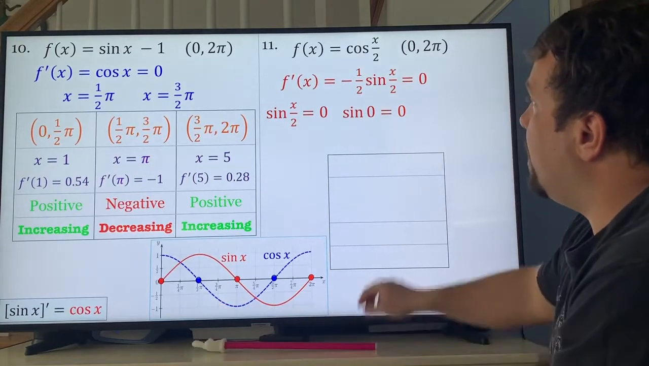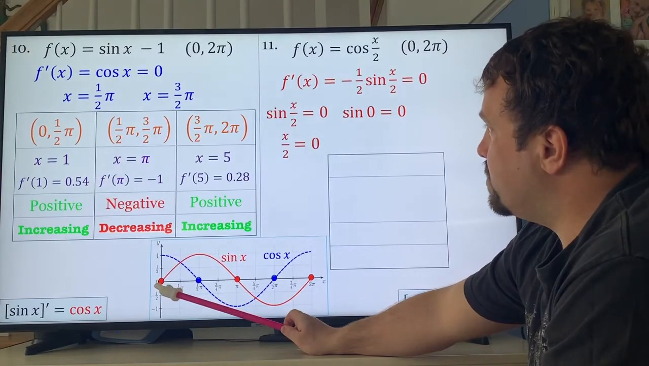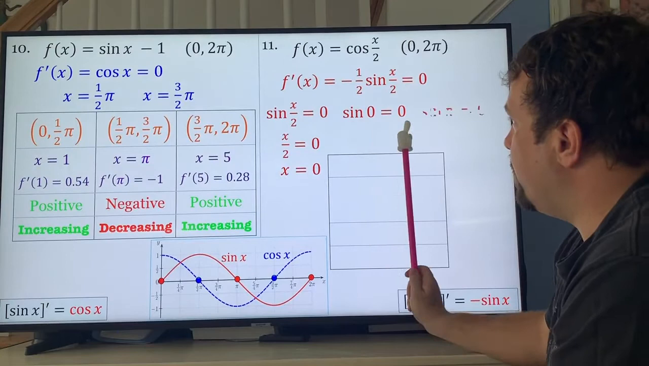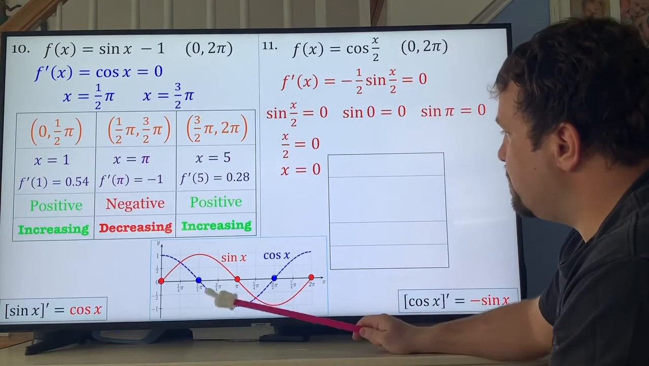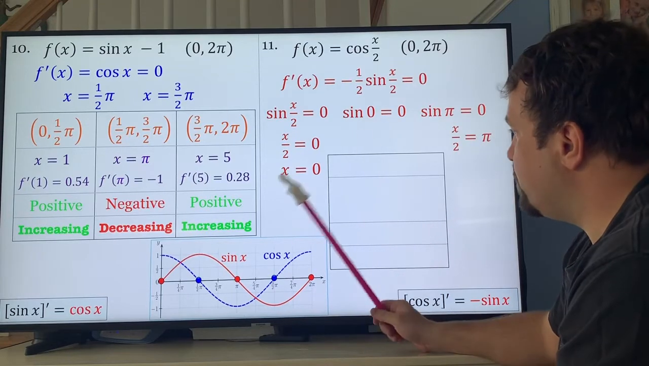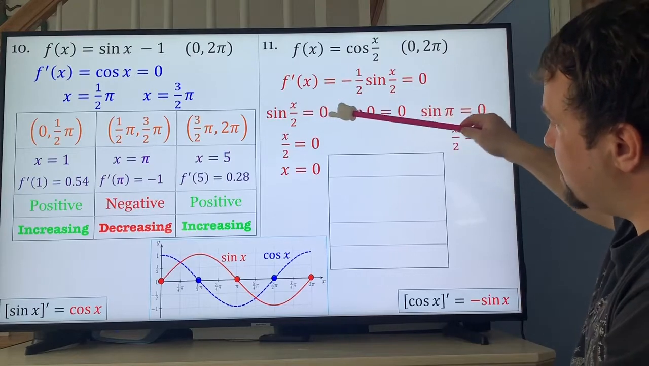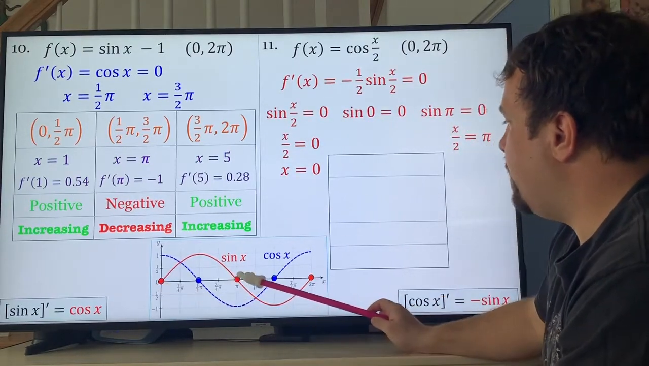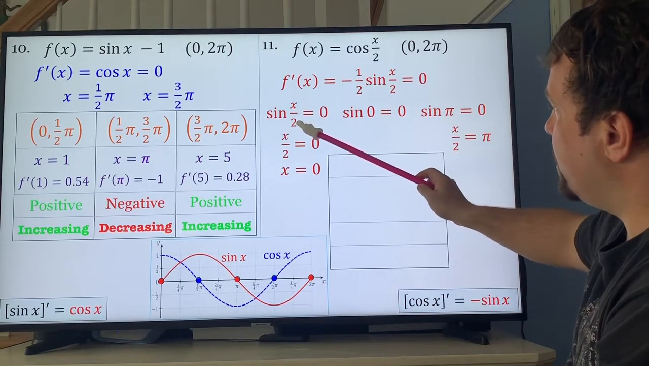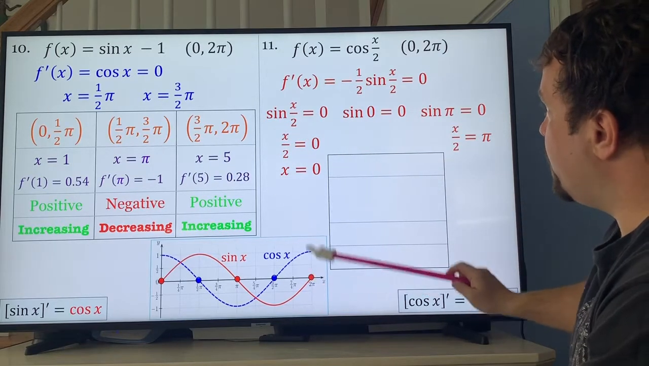All right, so obviously it's 0, because sine 0 is 0, right? Also, because x over 2 equals 0 at 0. So what you really want to know is when is sine equal to 0? Well, sine equals 0 at 0, at pi, and at 2 pi, right? So, in order to turn this into a pi, x is 2 pi. In order to turn this into a 2 pi, x is 4 pi.